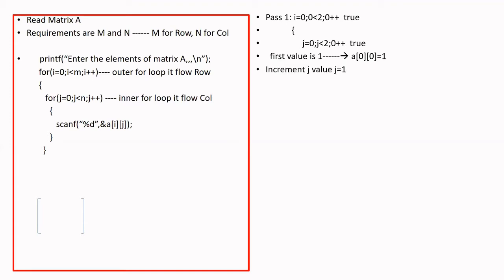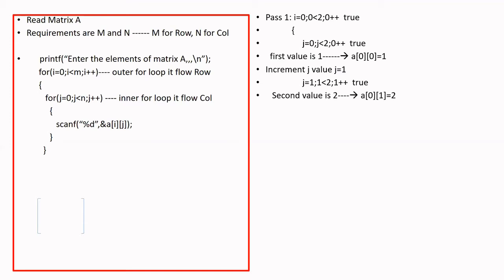Next, I'll increment the j value. My inner for loop condition is true, so I'll increment j. Now the j value is 1. j is equal to 1, and 1 is less than 2. True, j plus plus. So again, I'll go to scanf.